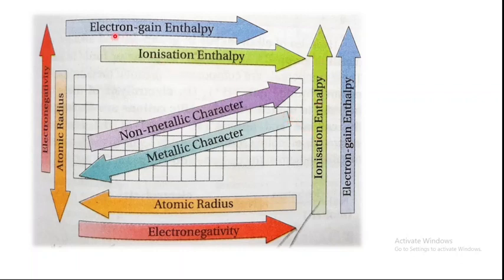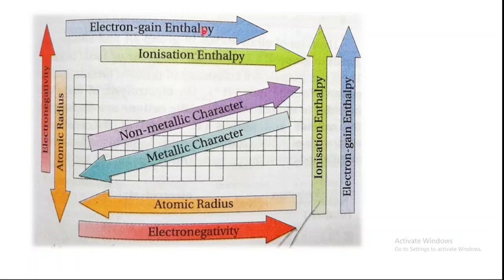Now we will describe the electron gain enthalpy. What is electron gain enthalpy? Electron gain enthalpy may be defined as the enthalpy change involved when an electron is added to an isolated gaseous atom in its lowest energy state, that is ground state, to form a gaseous ion carrying unit negative charge. Electron gain enthalpy of chlorine.